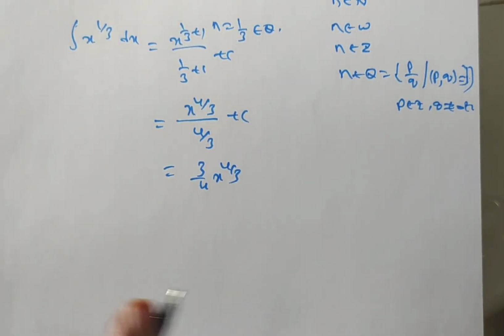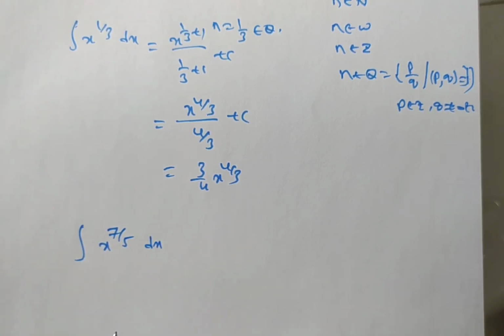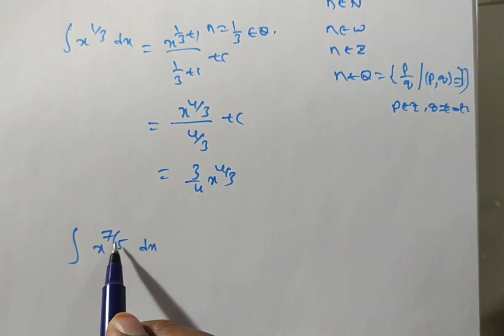This is equal to 3 by 4 times x power 4 by 3. Right. Next, one more problem. x to the power of 7 by 5 dx I want. 7 by 5 is an improper fraction because the numerator is bigger. Even though you can apply the same formula. Now it is like p by q form.